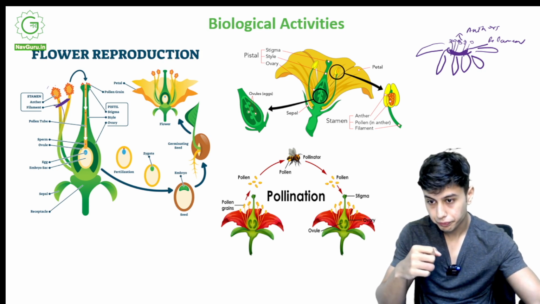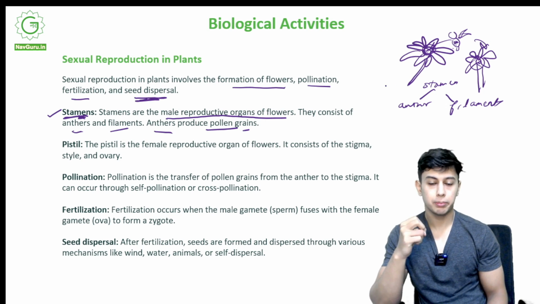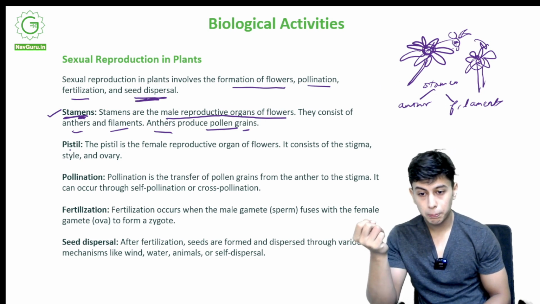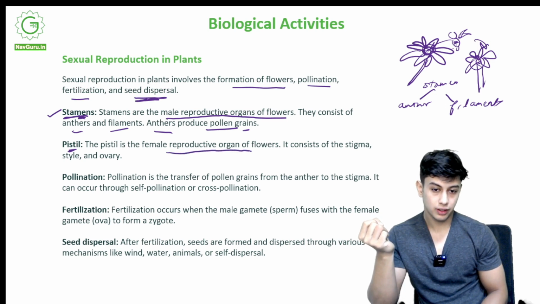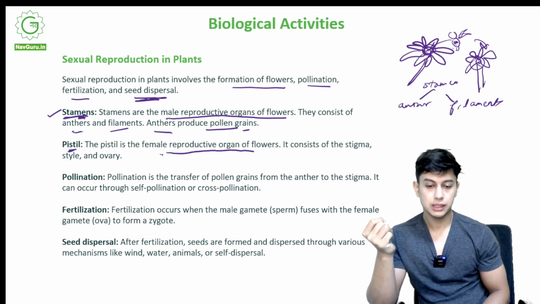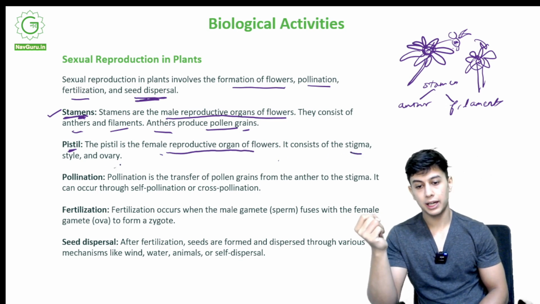Now we understand what was the male part, male reproductive organ, that is stamen. Now we come to pistil. Pistil is the female reproductive organ of flowers. Okay, pistil is the female reproductive organ of flowers. It consists of stigma, style and ovary. Let me show you.